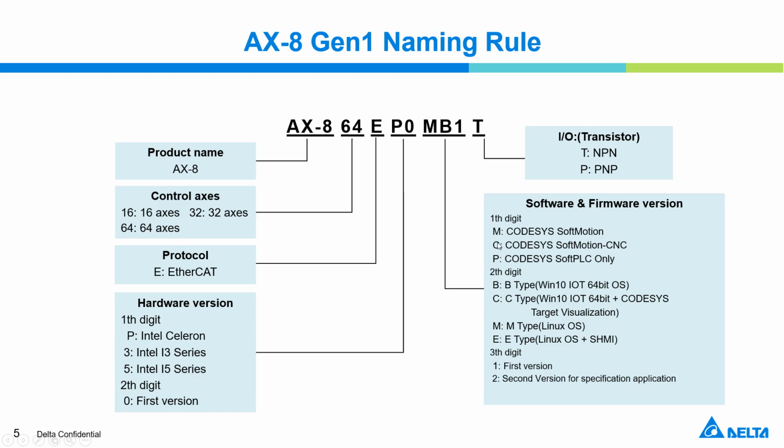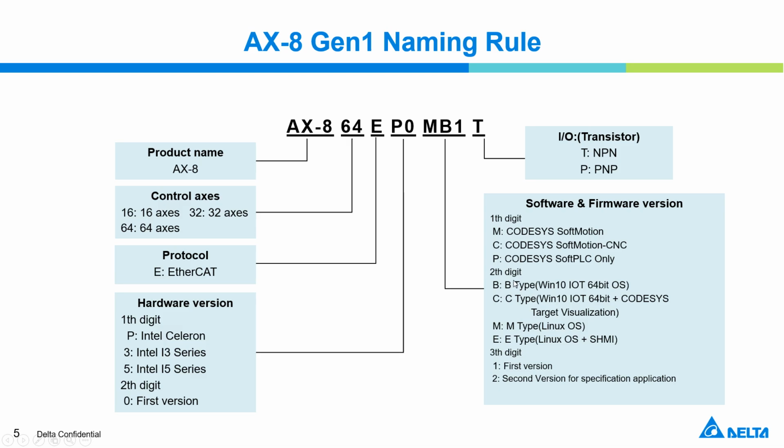Here MB1, you can see that the first digit M means CODESYS SoftMotion, and we have three kinds of type. Another one is SoftMotion CNC, which means this one already has the CNC license built in. You can use this directly. And another one is CODESYS Soft PLC only, which means you can think of it just as a normal PLC without the motion function.